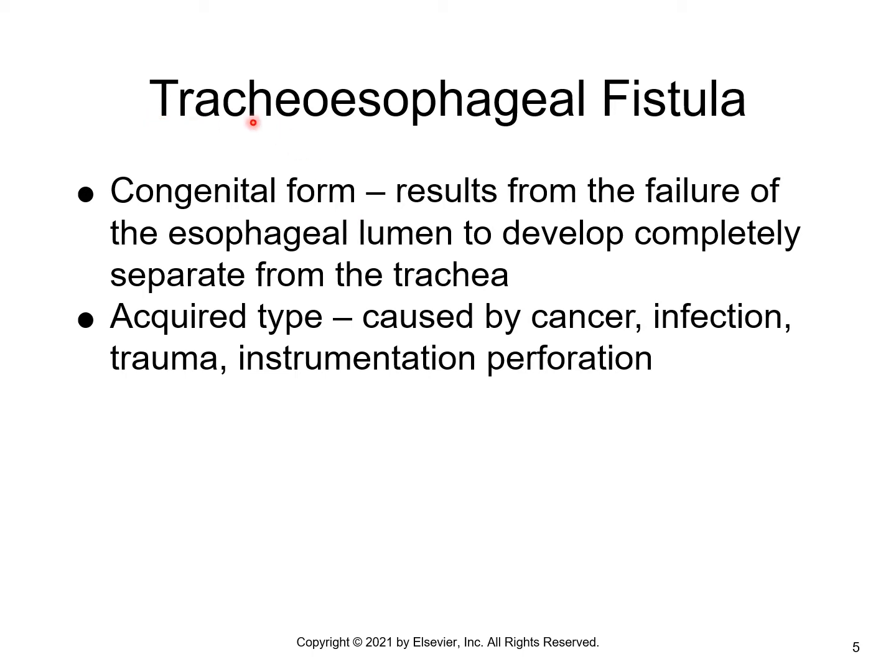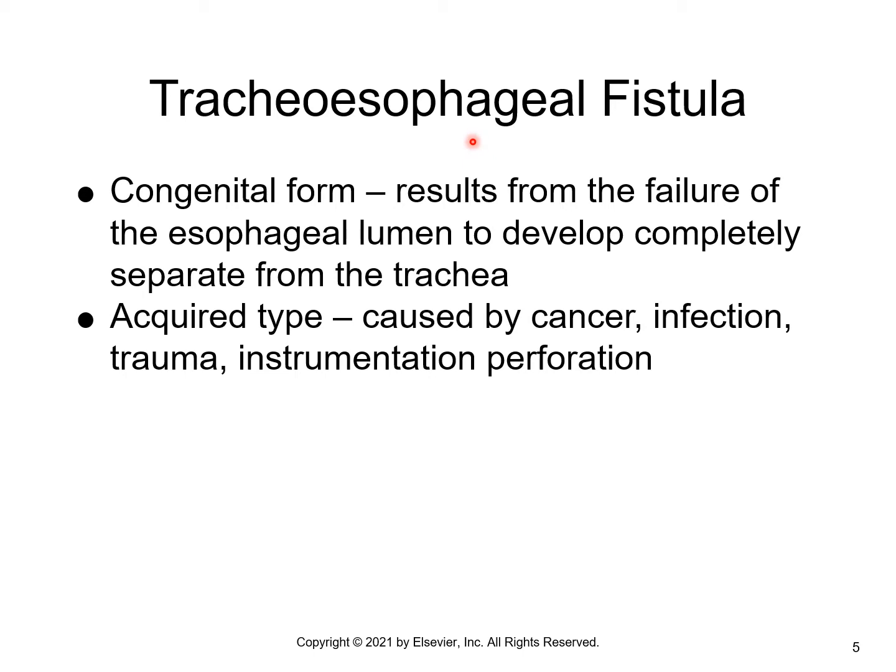And in the terminology we can see right here, it's going to involve the trachea, the esophagus, and is going to be a fistula, which is an unusual connection between two non-connected tubes. So we're going to have some sort of connection between the trachea and the esophagus.